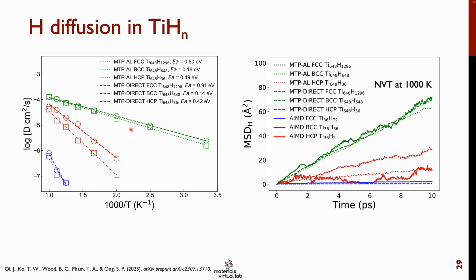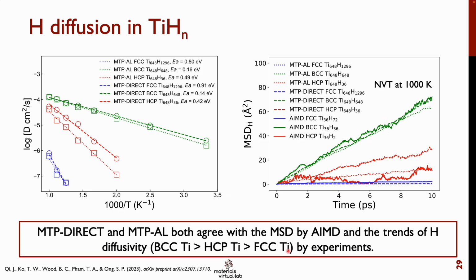We can see that there is a clear trend that agreed by both MTP models that the diffusion in the BCC titanium is the fastest, while in the FCC one it's the slowest. And this actually, the ionic conductivity, the diffusivities and also activation energies match very well with the experimental reports. And in terms of the comparison with AIMD results, both MTP models have a good agreement with AIMD.